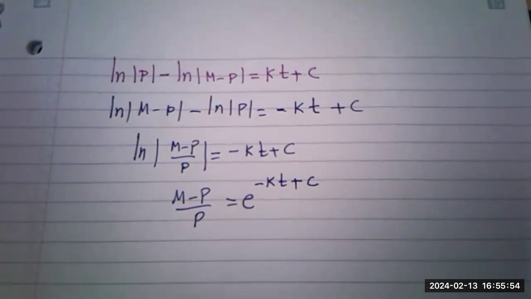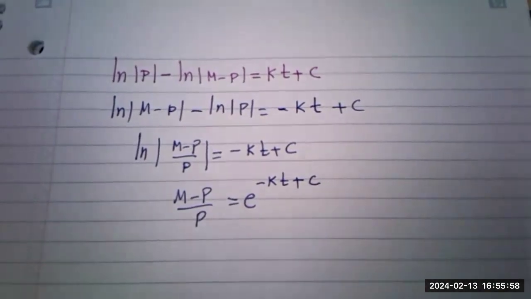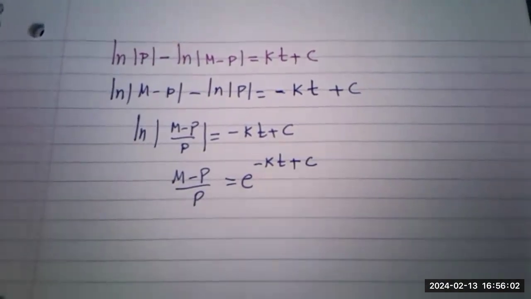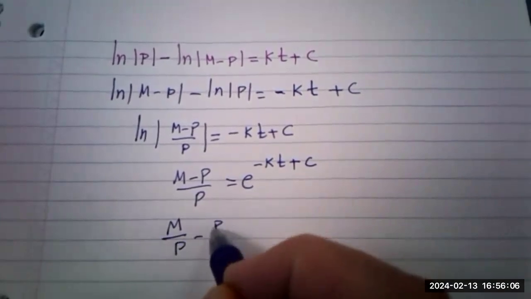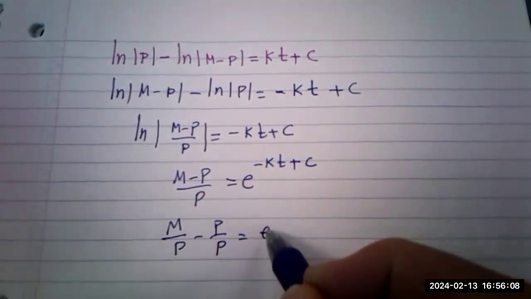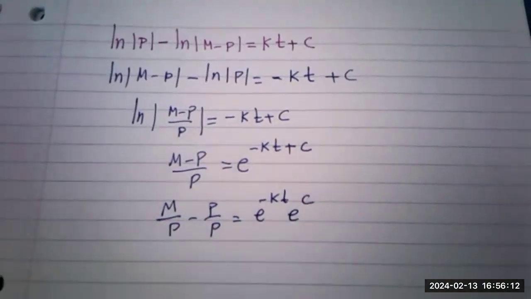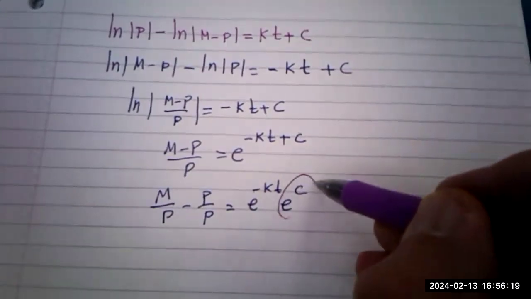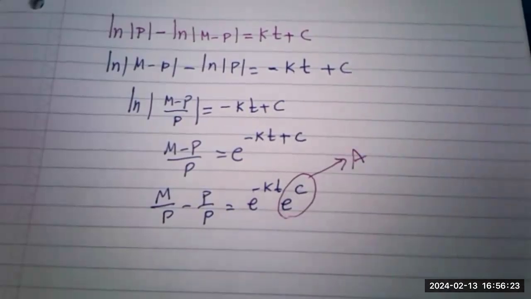Get this true. So we can break this one, and we can break this one. Simplify it. So this is what you have: m over p minus p over p. It's going to be e to the negative kt times e to the c, which is a constant. And this constant over here, we're going to denote it by a.